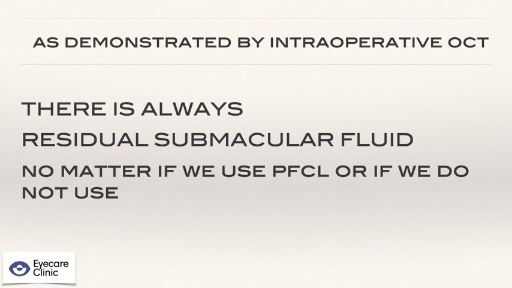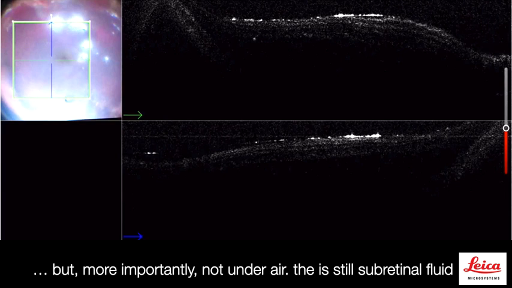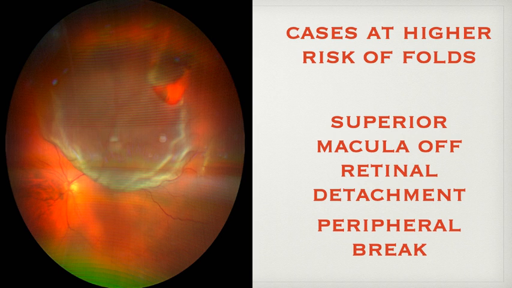But, as demonstrated also by the intraoperative OCT, there will always be residual subretinal fluid, no matter if we use or if we do not use PFCL. As you can see here, the intraoperative OCT shows that while the posterior retina is flat under PFCL, it is not flat at the end of the fluid air exchange. Let's see an example of retinal fold.